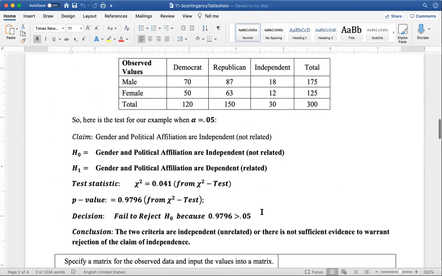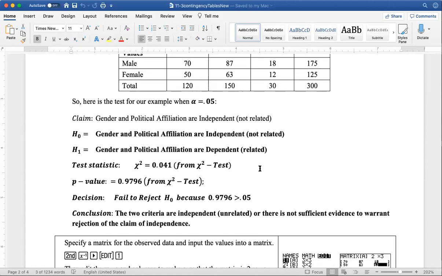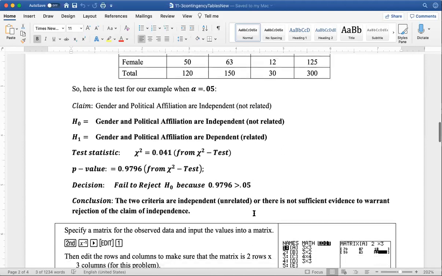The test statistic from the chi-squared test is chi-squared equals 0.041. The p-value from the chi-squared test is going to be 0.9796. And obviously that is greater than 0.05. So we're going to fail to reject H0. And we're going to say that the 2 criteria are independent or unrelated. There's not sufficient evidence to warrant rejection of the claim of independence.